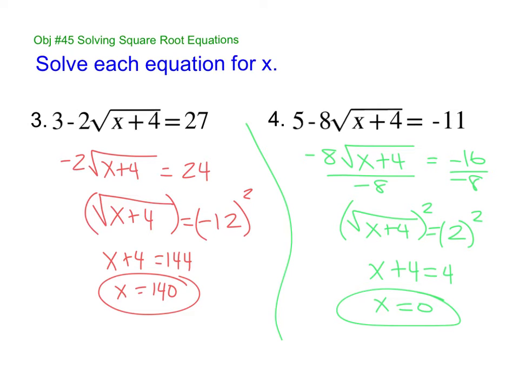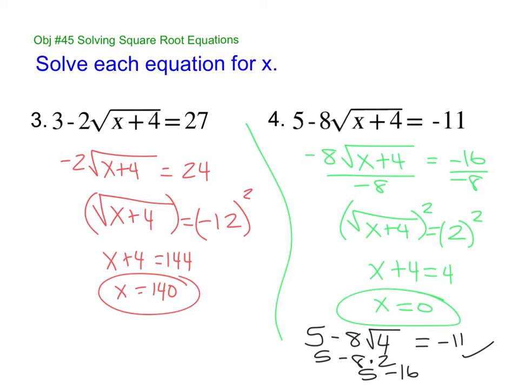A lot of kids would say it's the 0, but it's not. 0 works. If I plug in 0, 5 minus 8 root 4 equals negative 11. 8 times the square root of 4 is 2. 5 minus 16 is negative 11.